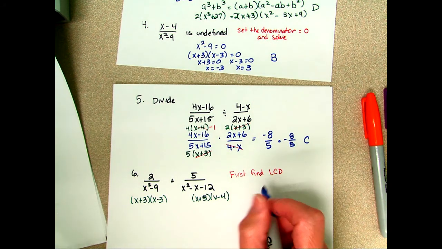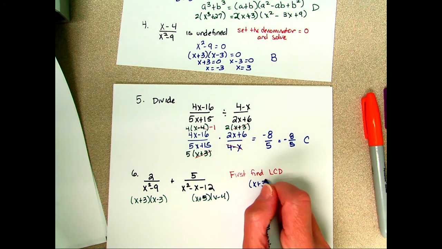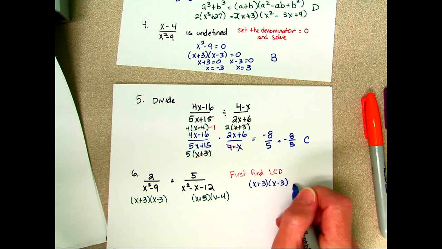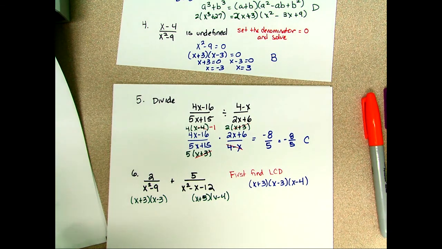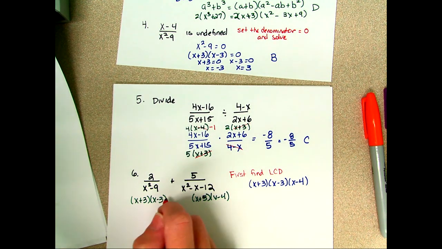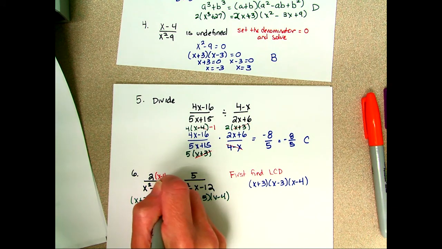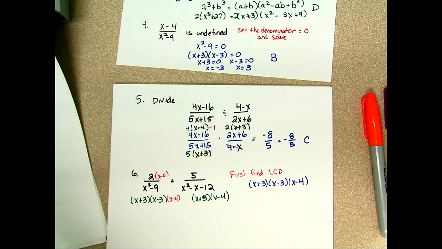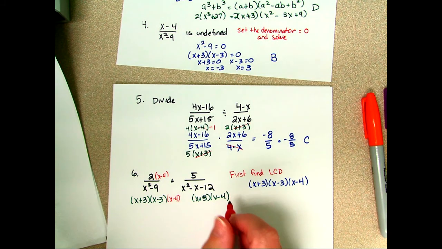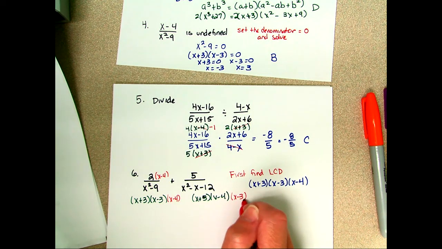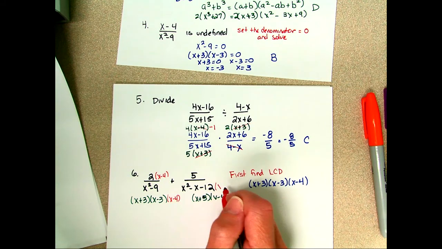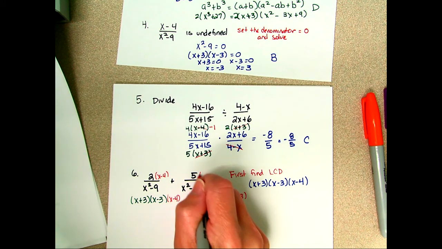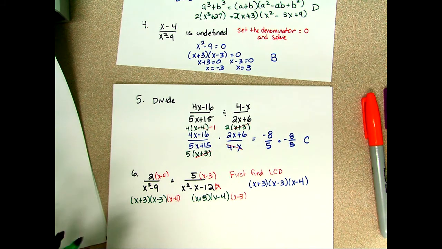Now we look and say, what is our common denominator? The common denominator is x plus 3, x minus 3, x minus 4. So on the term on the left, to have the common denominator, we need to add the x minus 4 in both the denominator and the numerator. On the right, we need to add x minus 3 to our denominator and our numerator.